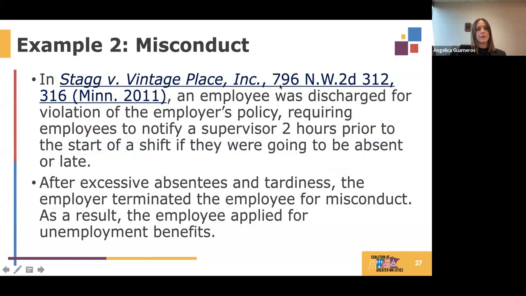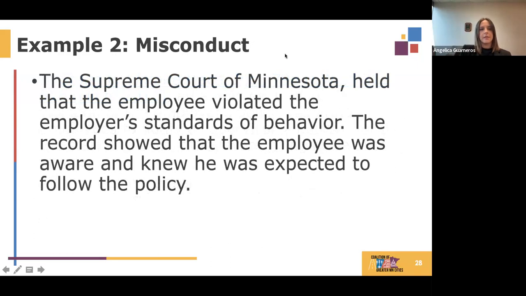In a second example of misconduct, in Stagg versus Vintage Place Incorporated, an employee was ultimately discharged for violating the employer's policy, which required employees to notify the supervisor 2 hours prior to the start of a shift if they were going to be absent or late for that shift. After excessive absences and tardiness, the employer ultimately terminated the employee for misconduct. And as a result, that employee applied for unemployment benefits. In this instance, the Supreme Court of Minnesota decided that the employee violated the employer's standards of behavior because the record showed that the employee was aware and knew he was expected to follow the policy set out.